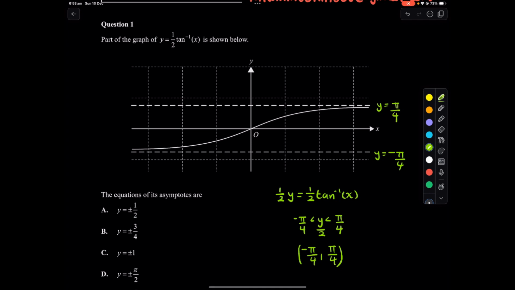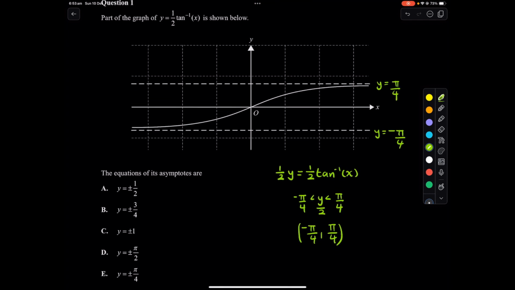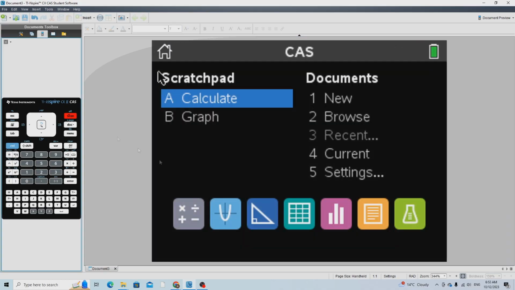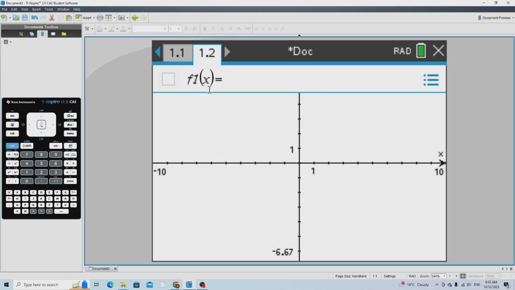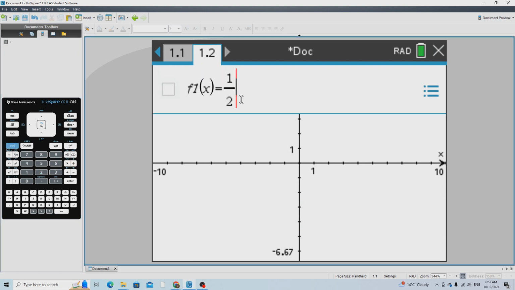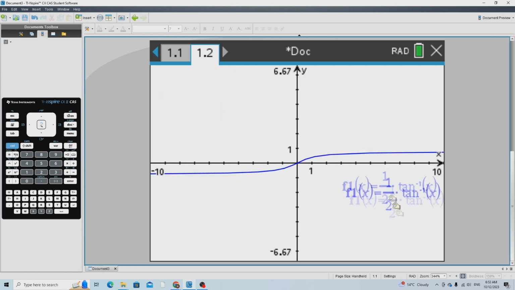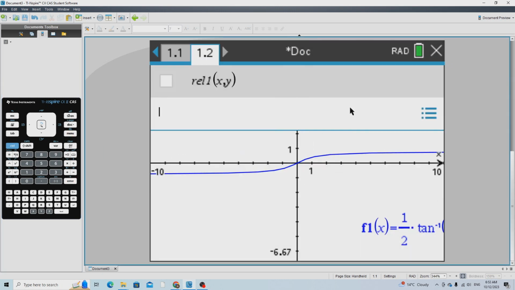Nice and easy question. If you are confused, for example, you're in an exam and you're like, oh my God, I don't know which one it is, what you can do is just graph it. For example, if I go on my graphing calculator and graph 1 over 2 tan inverse of x, let's check the first case. A says y equals 1 over 2 or y equals negative 1 over 2.